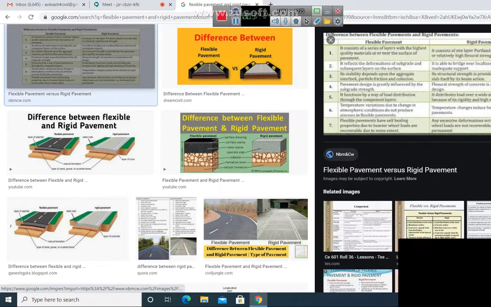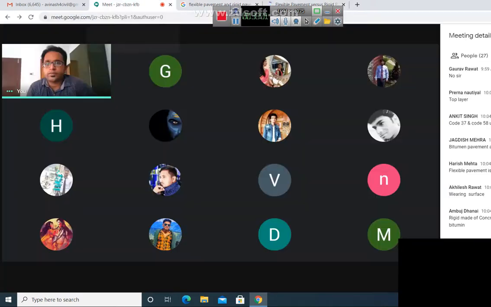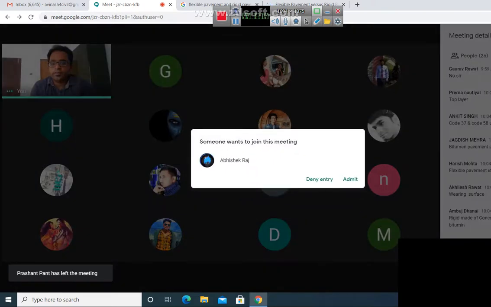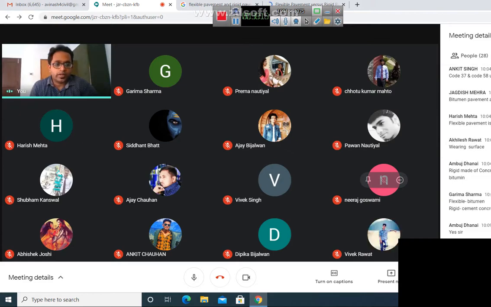Now let us see one more thing. What is the difference between a flexible and rigid pavement? Okay, that is being downloaded. So is that clear? What is the difference between a flexible pavement and a rigid pavement? Okay, it's clear.